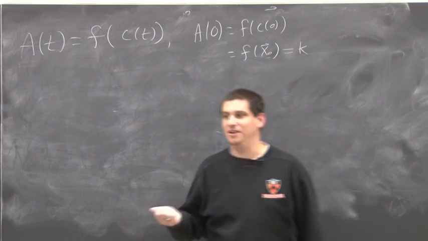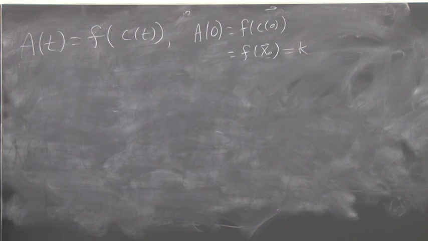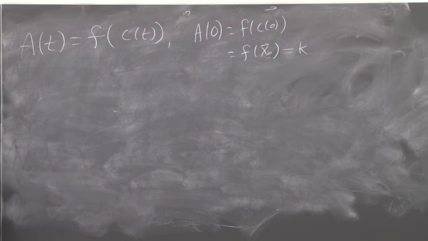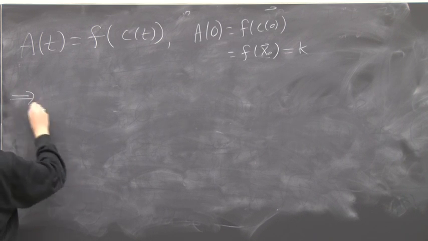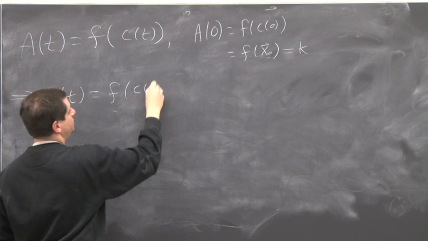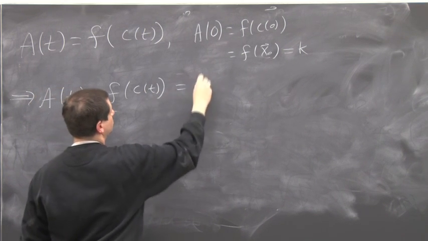It must equal k, right? Because I'm telling you, S is the set of all inputs that evaluate to k when I apply f. C of t keeps me in the level set. Well, if the level set is all points that evaluate to k, and I stay in that level set, then I must be k. So therefore, we have a of t is f of c of t equals k.